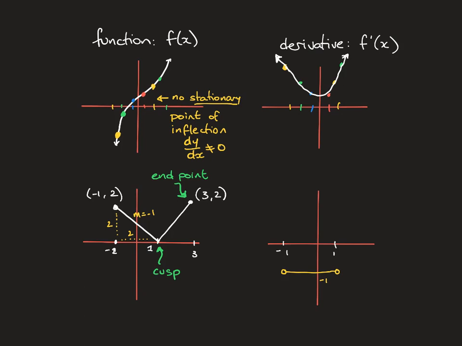From the cusp onwards to the right, so from 1 to 3, the gradient of this line is 1. And so on our derivative graph, from 1 to 3, we're going to have a horizontal line at 1 with an open end for the cusp right over x is equal to 1 and an open end over 3 for our derivative not existing at our end point.